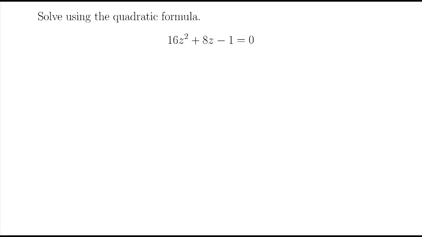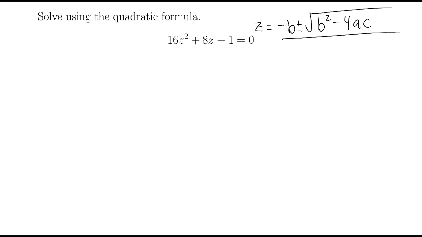Let's solve the equation using the quadratic formula. Okay, we need to, first of all, let's write out the quadratic formula. It says that z is equal to negative b plus or minus the square root of b squared minus 4 times a times c, all over 2 times a. Okay, so here we have this formula.